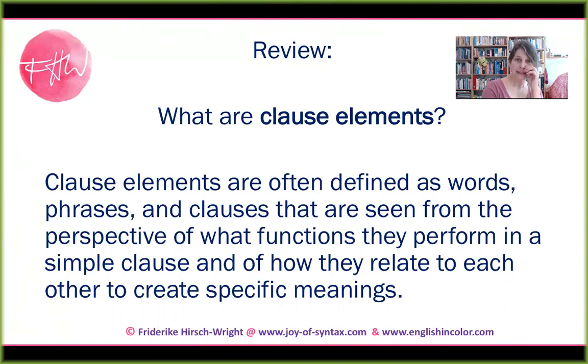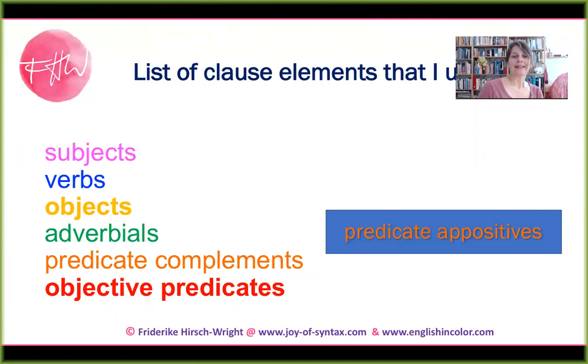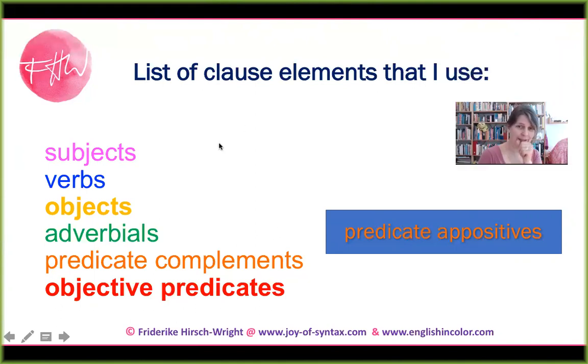And so words can sometimes band together in groups that are often called phrases, and sometimes they build clauses. And then we can look at how these words and phrases function to create meaning in this particular clause or sentence. Okay, these are the clause elements that I discussed last time: subjects, verbs, objects, adverbials, predicate complements, and objective predicates.